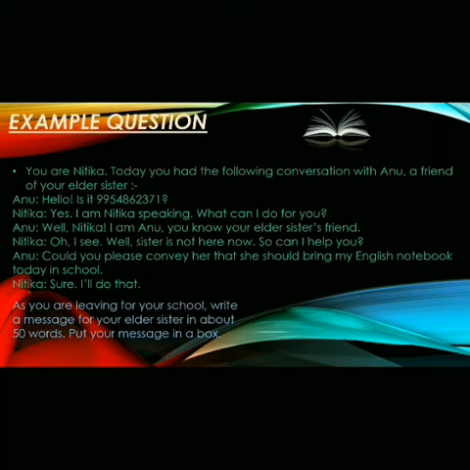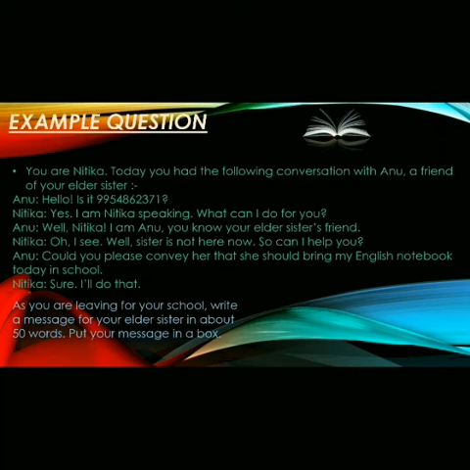Anu says, hello, is it 9954862371? Nitika receives the call. She says, yes, I'm Nitika speaking. What can I do for you? Anu says, well, Nitika, I'm Anu, your elder sister's friend. Nitika says, oh, I see. Well, sister is not here now, so can I help you? Anu says, could you please convey to her that she should bring my English notebook today to school? Nitika assures Anu, sure, I'll do that.